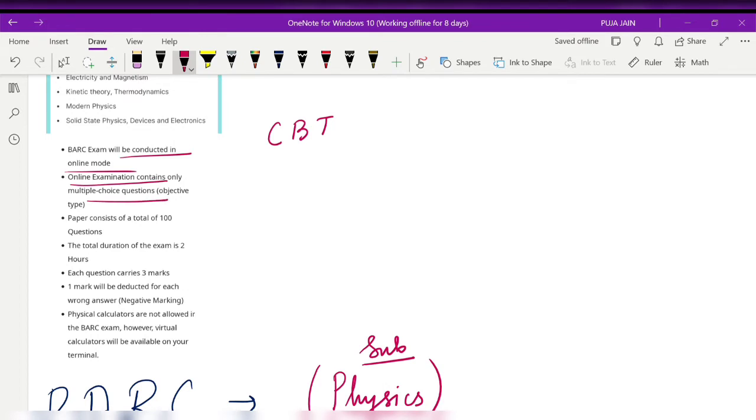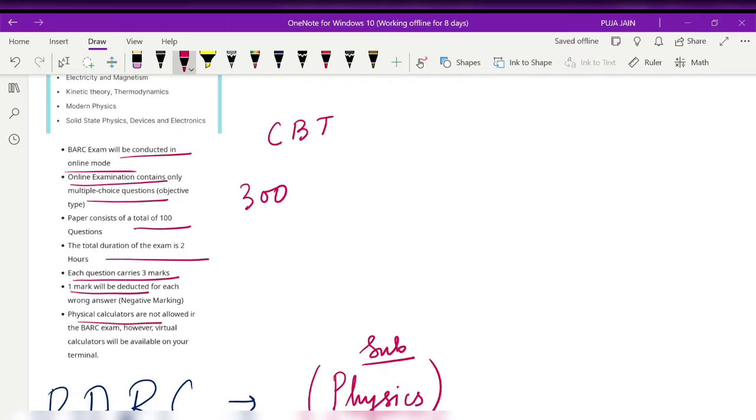There will be no MSQ. There will be no NAT type of questions. All are MCQ type questions. Each question will have 4 answers and only 1 answer will be correct. The total number of questions is 100 and the time duration is 2 hours. Each question carries 3 marks, which means the full marks of the exam is 300. And 1 mark will be deducted for each wrong answer, so minus 1 is the negative marking.